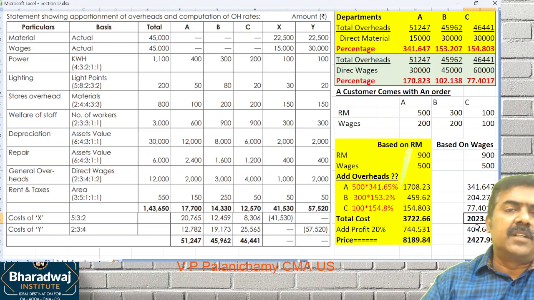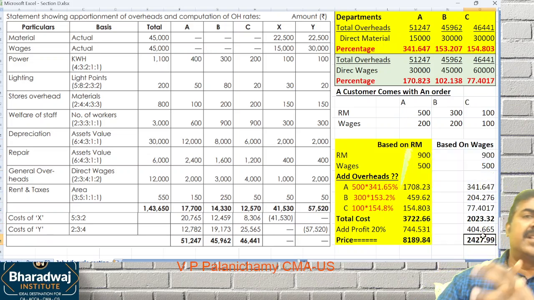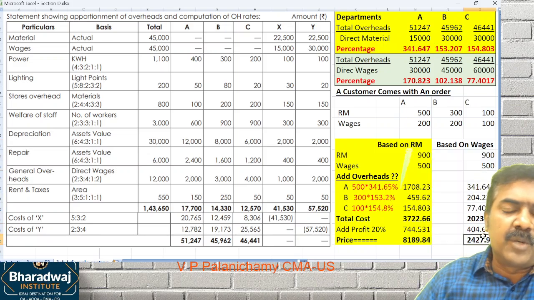Okay. So which method should be followed? Should we absorb overheads based on material? Should they be absorbed based on wages? It depends upon the nature of work that you do.